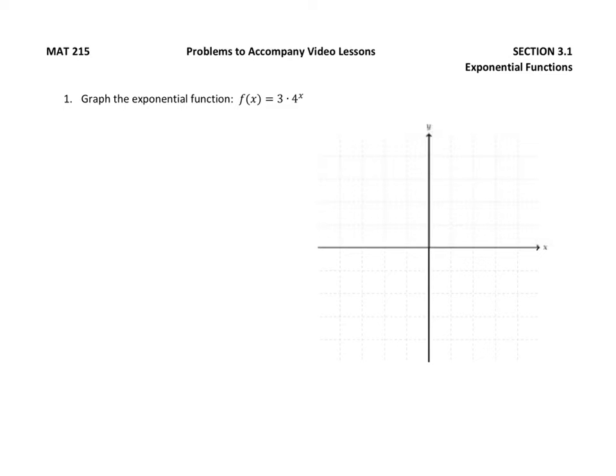In this example, we're going to graph the exponential function f of x equal to 3 times 4 to the x. So notice in this case our constant out front is 3 and we have a base of 4. Our variable x is in the exponent. Before we graph this function, I want to take a second to talk about exponential functions in general.